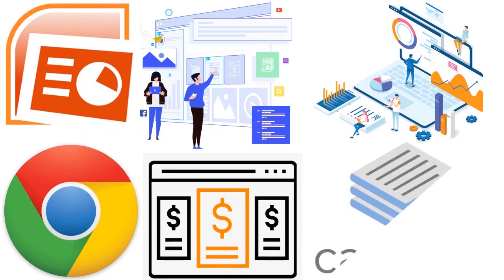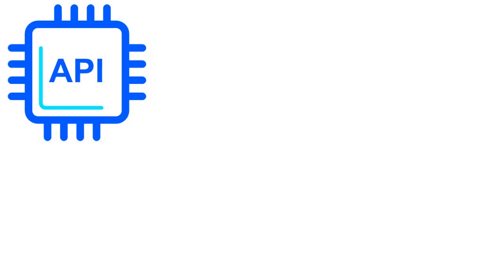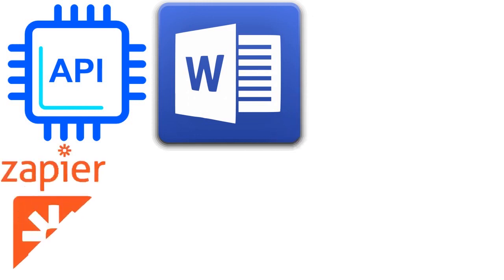Casetext does not integrate with your law practice management software. So you need to have this integration through a third party, like I said, or through API. They also don't have an MS Word plugin right now. It's one of those things where you have to see what works for you. Again, go through Zapier to make it happen.